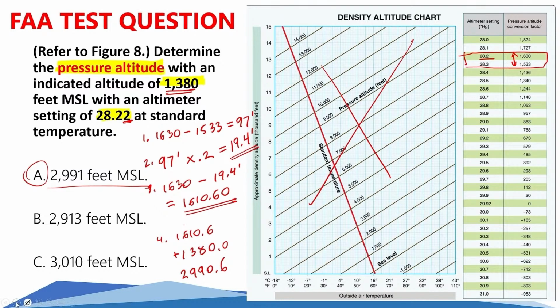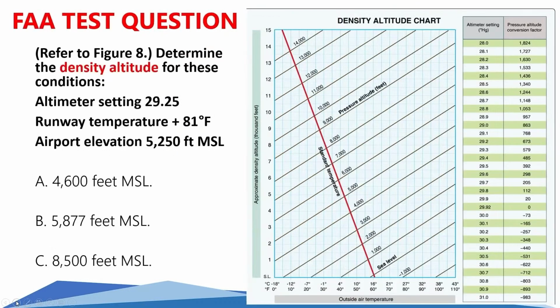So let's try another one here. And with this one, this is a density altitude problem. So you're going to have to first figure out the pressure altitude conversion on the right in the green and white chart, and then figure out what the pressure altitude is, and then use that information on the density altitude chart, the blue one, on the left-hand side as well. Okay, so let's go ahead and take a look at this one.